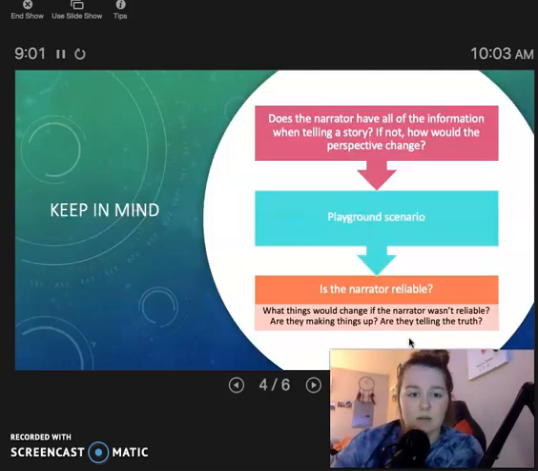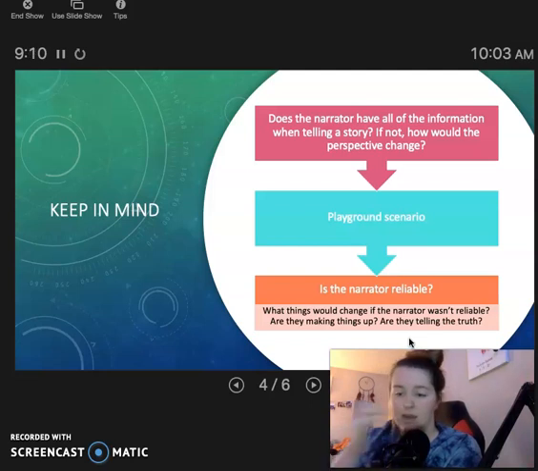Some things to keep in mind when reading. Does the narrator have all the information when telling a story? If not, how would the perspective change? So again, how is the attitude towards something or the way something is viewed going to change?